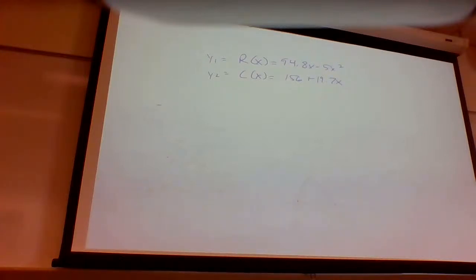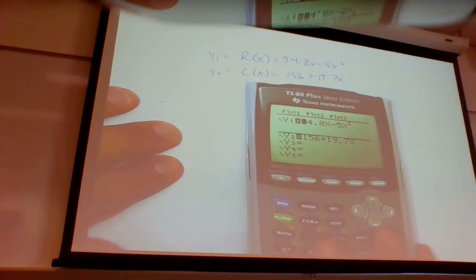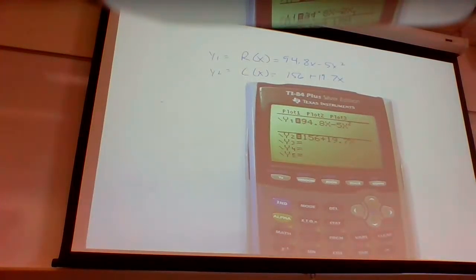Now, I'm going to give you the window this time, but later on we'll develop the window together. In Y1 we have the revenue, which is linear or quadratic? Quadratic. Happy face or sad face? Be careful. A is -5. So happy face or sad face? Sad face. Is the cost linear or quadratic? Linear. So in your mind, the revenue is a sad face parabola. The cost is a line.